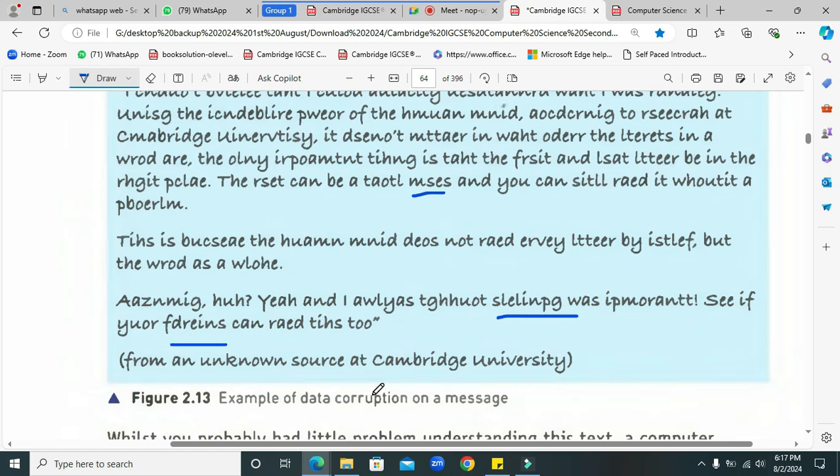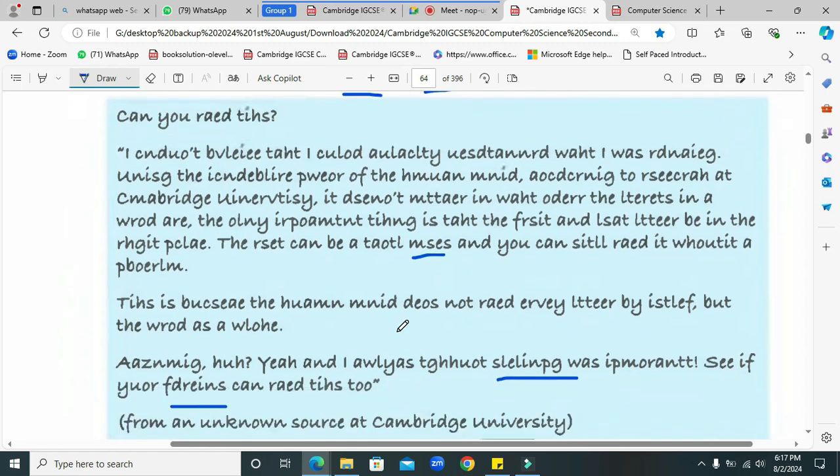See if your friends can read this too, from an unknown source at Cambridge University. Is this interesting? You find this text interesting or not? No, it's not interesting, but still, your mind will help you to read this text easily. Am I right?